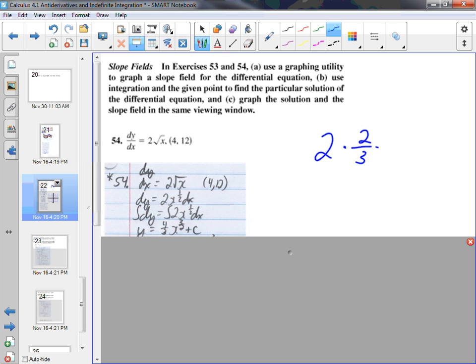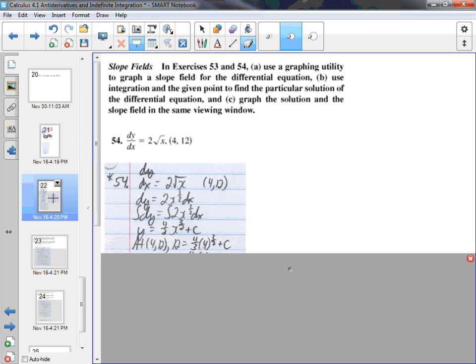So we get 4/3 x to the 3/2 plus c. That is our general solution of this differential equation. To get the particular solution, use the fact that whenever x equals 4, y equals 12.